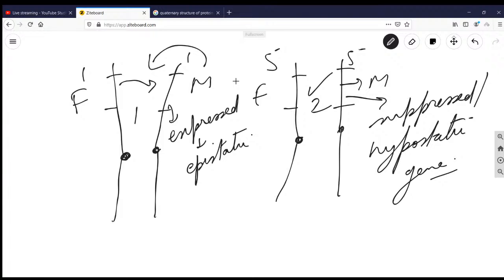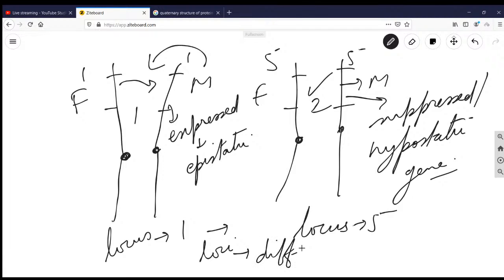Locus means where you reside, your present location, position. So there are two different loci. Locus 1 is at chromosome number 1. Sorry, its locus is at chromosome number 5. So both are at different loci. This is an intergenic relationship, not intragenic where you are just looking at the relationship between the two alleles. This is a completely different intergenic relationship. That is the fundamental concept behind epistasis.